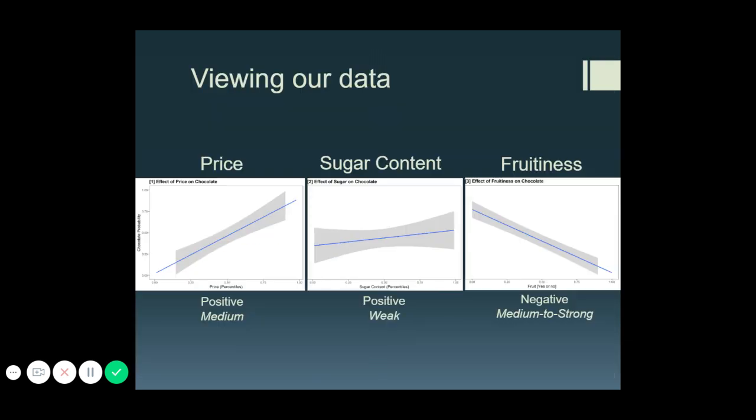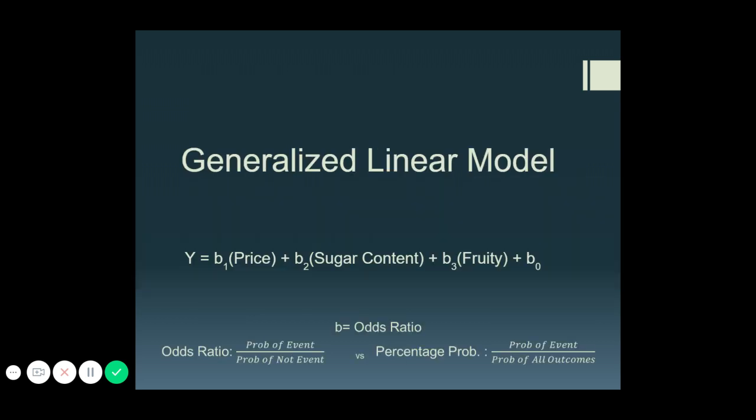Next, we also look at just the basic relationship between our dependent variable and predictors. We see that price has a medium positive relationship. Sugar content is pretty weak; there's no real relationship there. While fruitiness has a negative relationship. Again, these b values don't necessarily mean anything, but I wouldn't expect these relationships in nature to change too much.